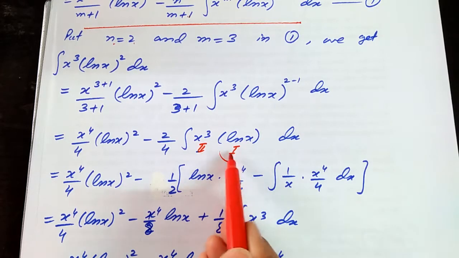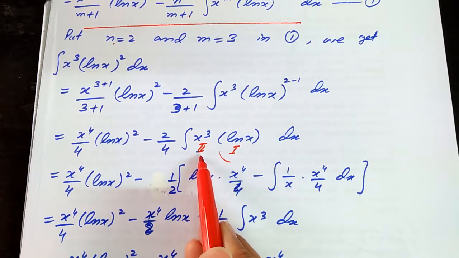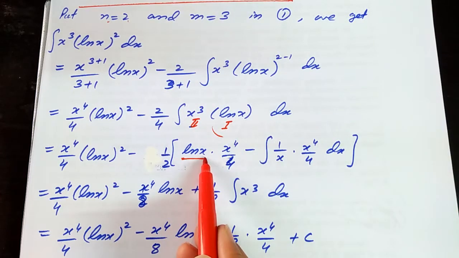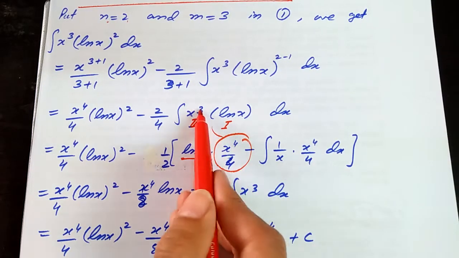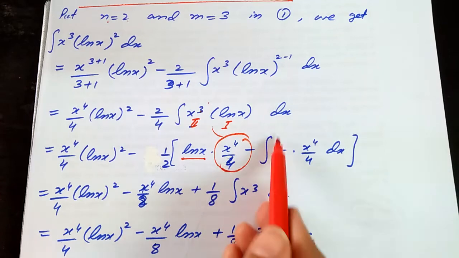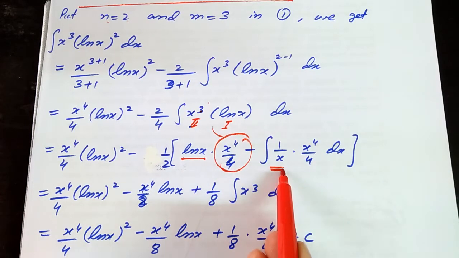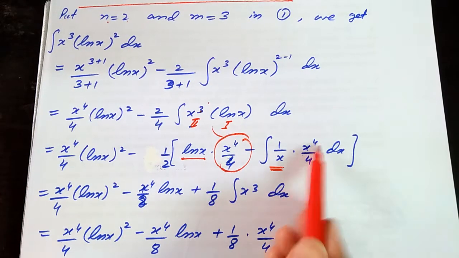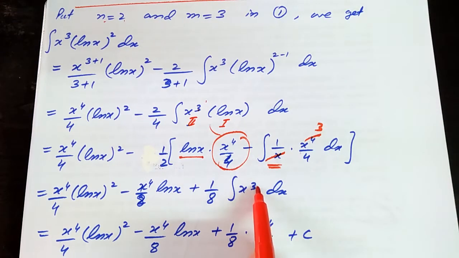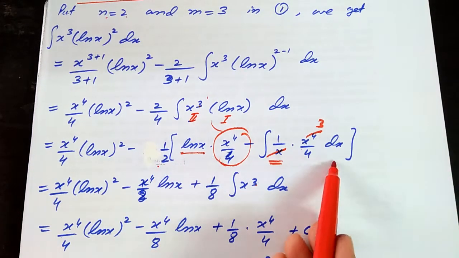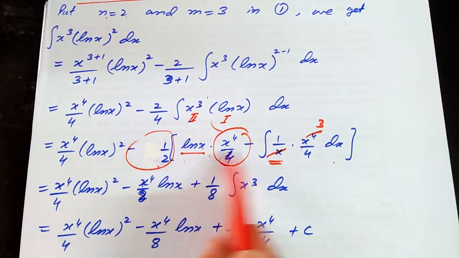Now ln x has no integration, consider it as first and this one as second function. First function will come as it is, integration of second function, power plus 1 divided by that power, minus integral of derivative of first function into integration of second function. This will be cancelled and here we'll get x cube. Just open this bracket and multiply minus 1 by 2 inside like this.